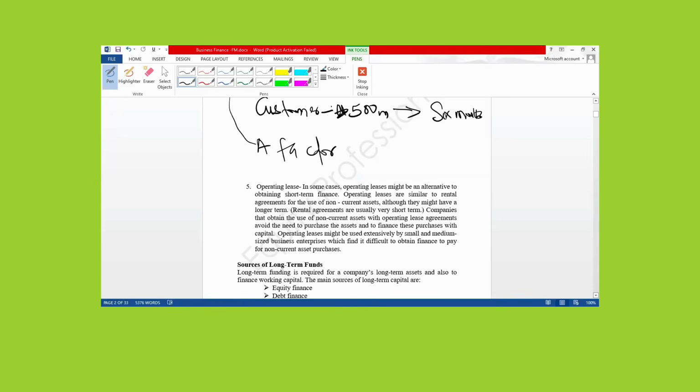Operating lease is a source of capital for financing. Debt factoring is a source of capital for financing. All right. We now move to long-term funds.